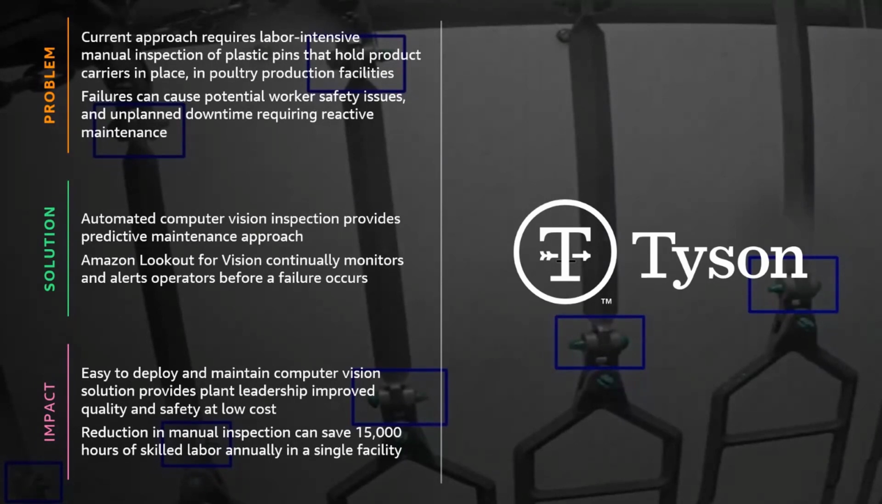Tyson Foods developed a solution to identify faulty plastic pins, or shackle pins, that hold product carriers in place in its poultry production facilities. Previously, employees needed to manually inspect nearly 8,000 pins per line every shift because safety issues or unplanned downtime could occur if a pin fell out of place.